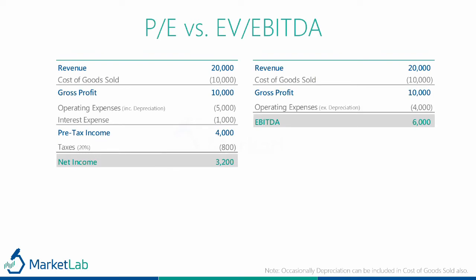EBITDA starts off in the same way as net income, but noticeably we exclude any depreciation that may be baked into operating expenses.